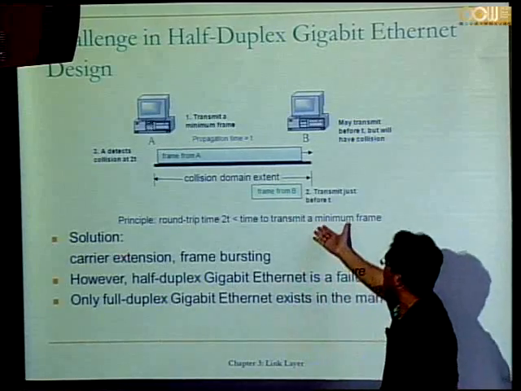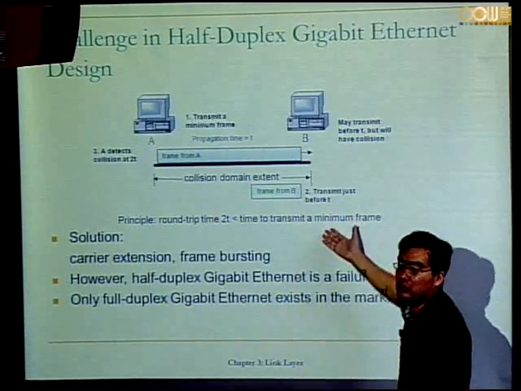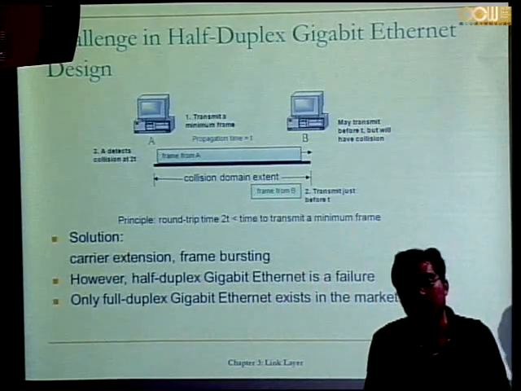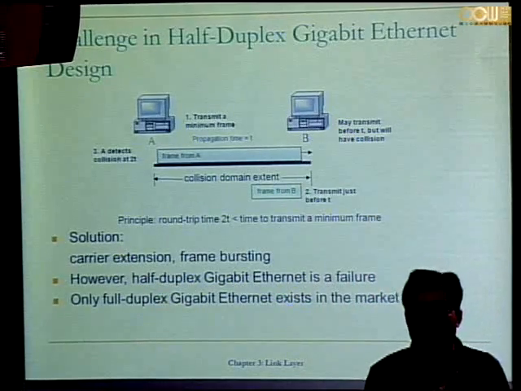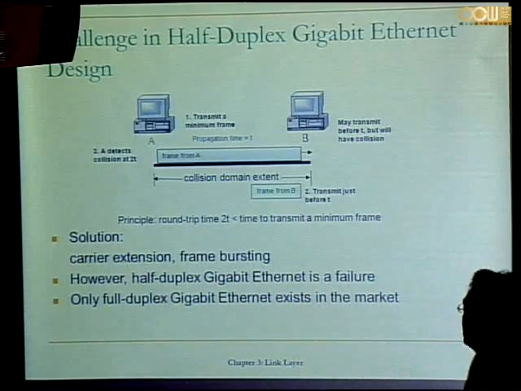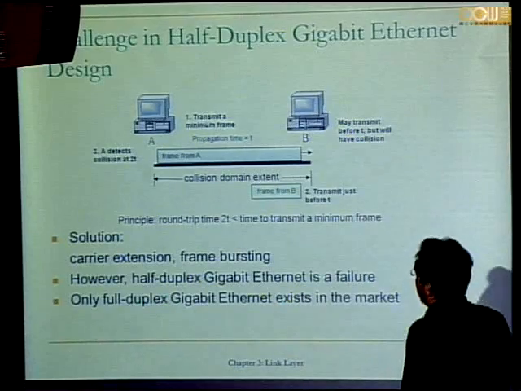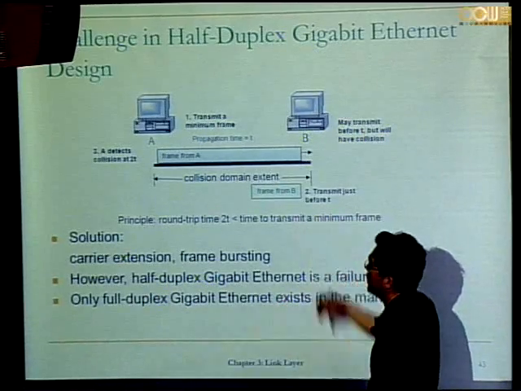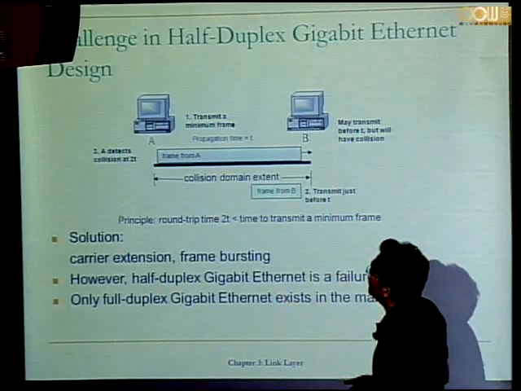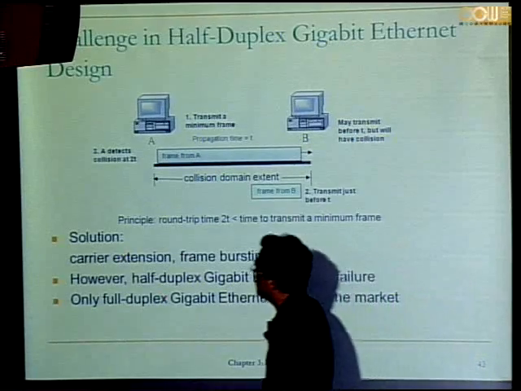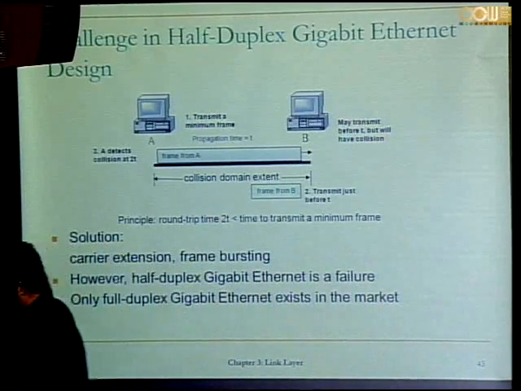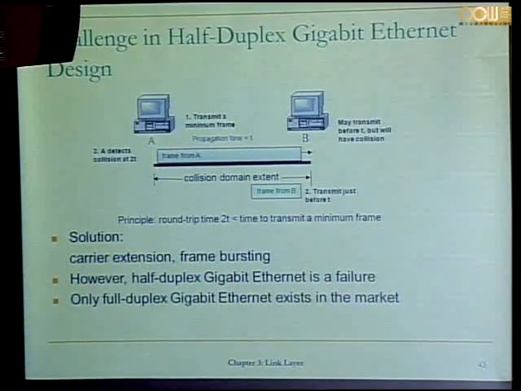And the chance that the transmission time is short in gigabit is much higher than in 100 megabit per second Ethernet, right? So the chance of violating this will be high. So CSMA/CD will fail in this case for Gigabit Ethernet. And it did happen. It indeed happened.